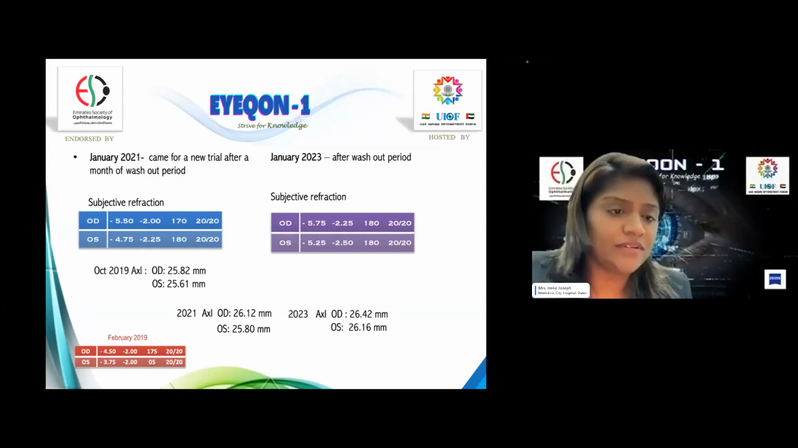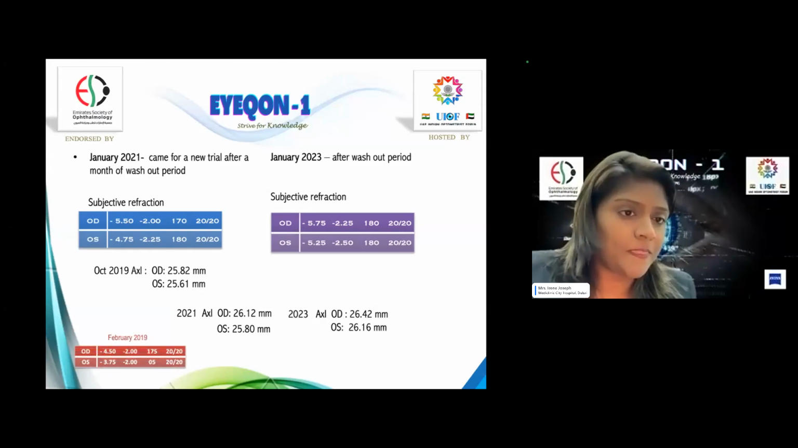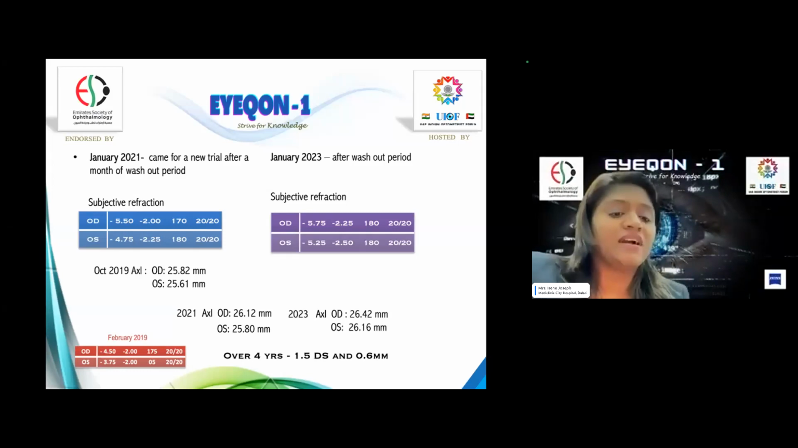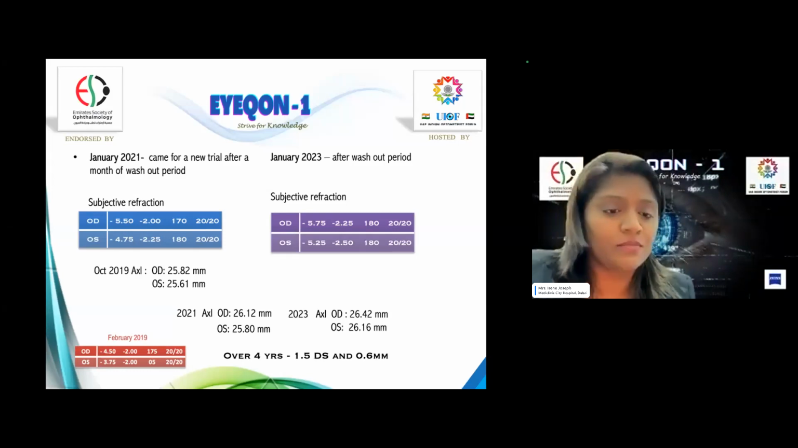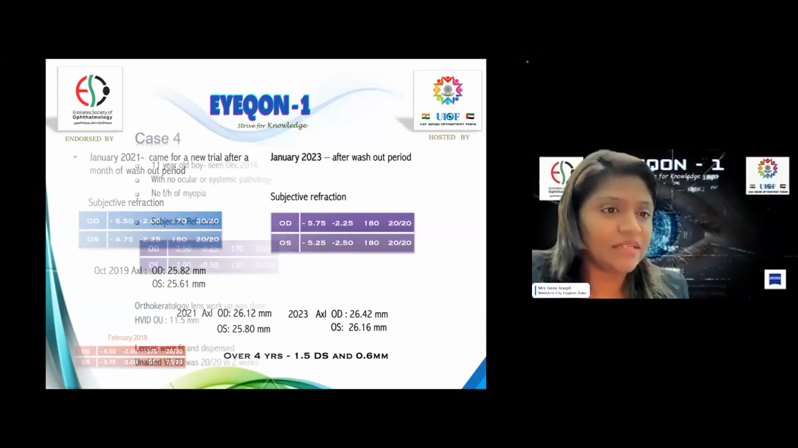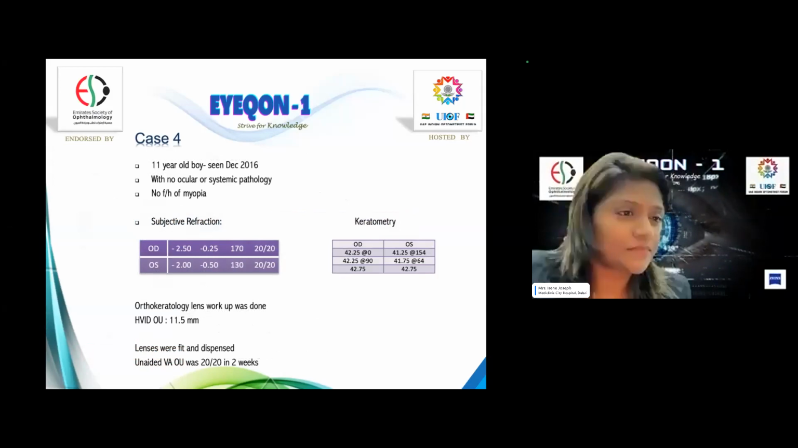So about 4 years since she started, her myopia increased by 1.5 diopters and axial length by about 0.6 millimeters, which is still within the physiological limits, I would say. So it really did work for her.